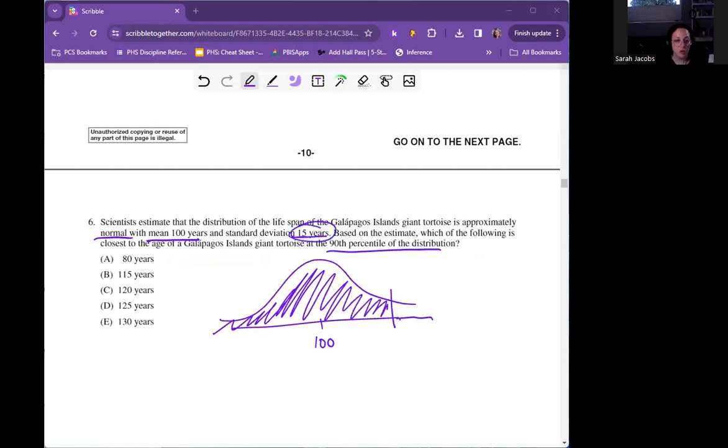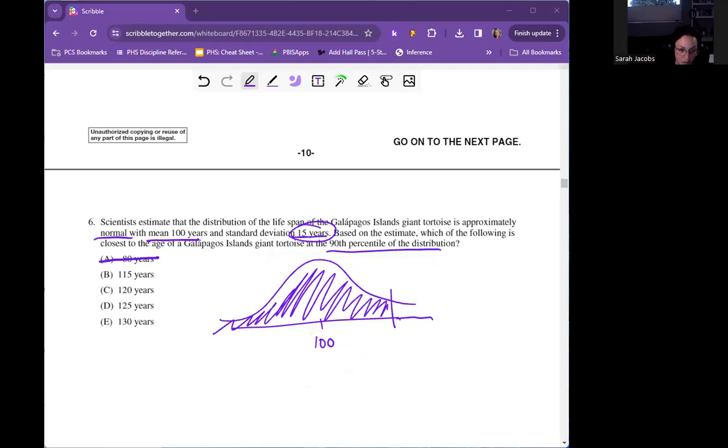I'm not going to use the empirical rule because the 90th percentile doesn't line up with our 68, 95, 99.7. So I'm just going to put the 100 in the middle as a marker. A giant tortoise at the 90th percentile of the distribution is going to be older than that. So I'm going to look at my answer choices. 80 is definitely not older than 100. From there, you can kind of wheedle your way to the right answer, but let's actually calculate this.